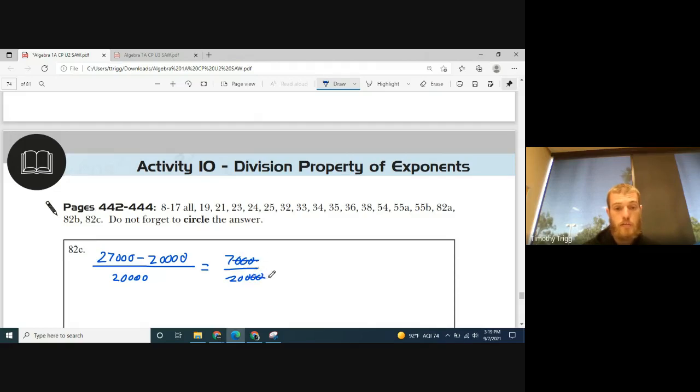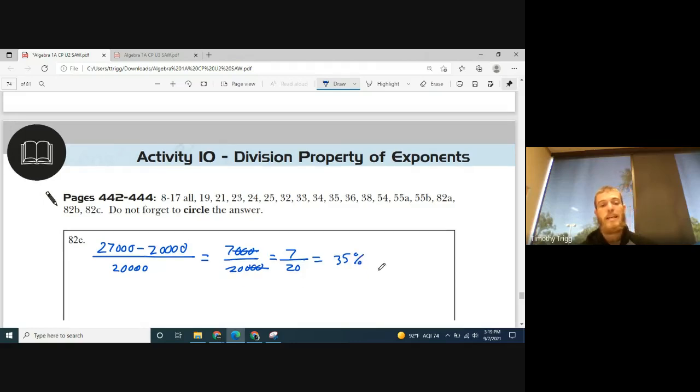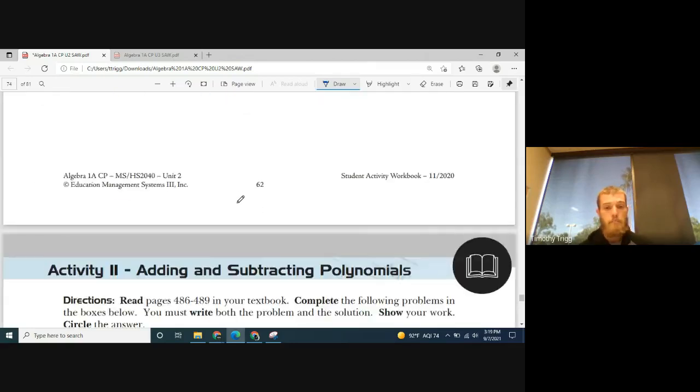We can cross off 3 zeros here. So 7 divided by 20, which equals 0.35. So 0.35, that's 35%. So it was a 35% increase in debt per capita.